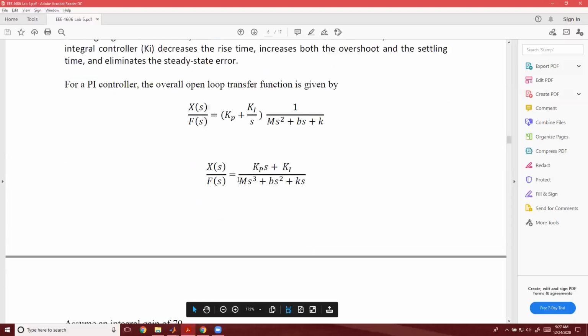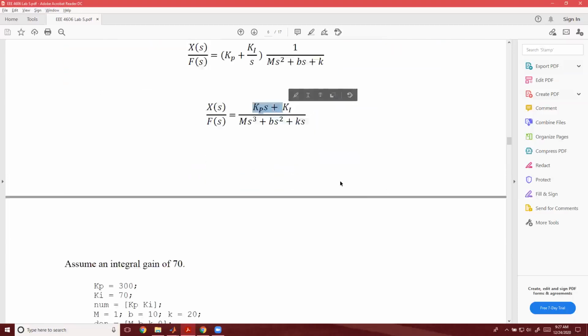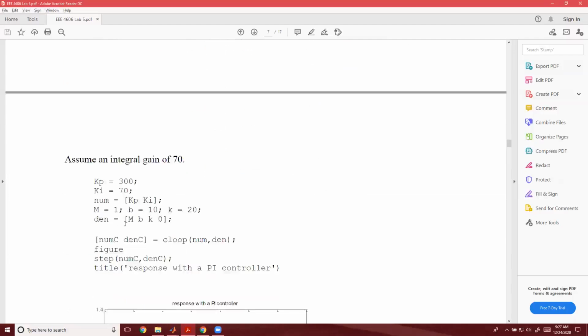So in this case, our denominator will also change. So what will be my denominator in MATLAB? MBK0, right? And my numerator will be KP and KI. So as you can see, we have our MBK0 and we have KP, KI, and we're assuming KI equals 70. Remember, at this point, we're just choosing these values arbitrarily and seeing what we get.